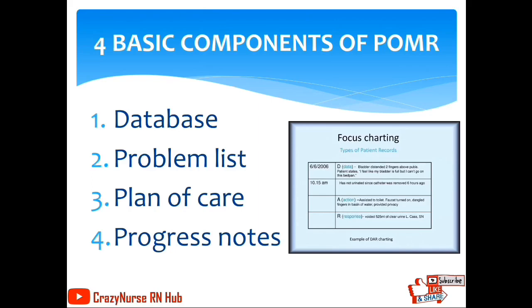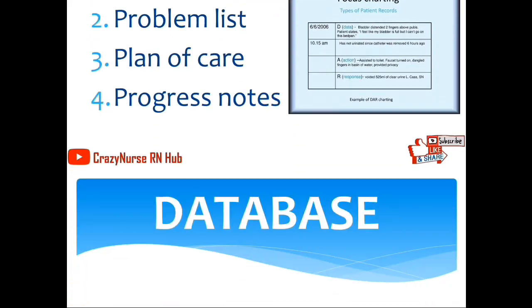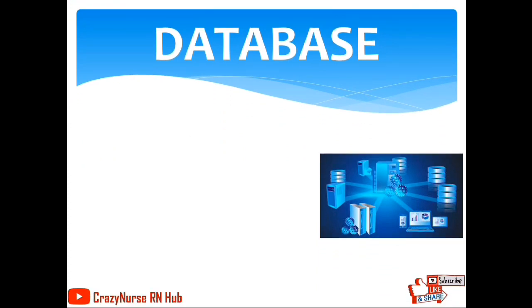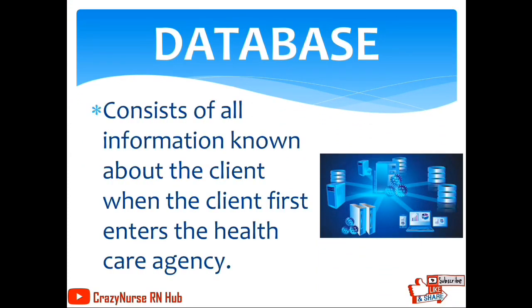Let's discuss the database. The database consists of all information known about the client when the client first enters the healthcare agency or hospital. It includes the nursing assessment, the primary care provider's history, social and family data, and the results of the physical examination and baseline diagnostic tests. Data are constantly updated as the client's health status changes.